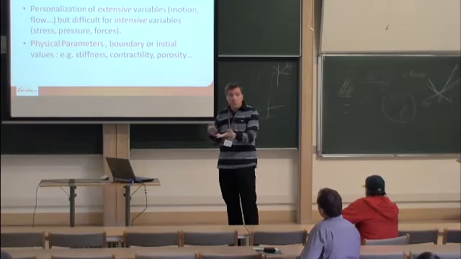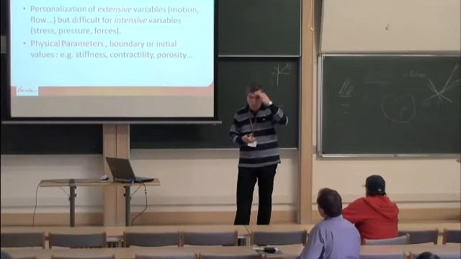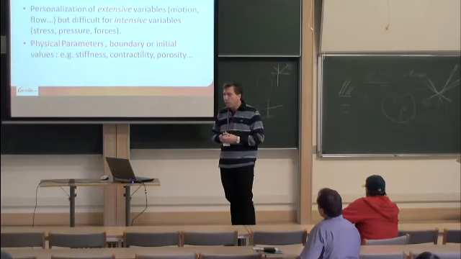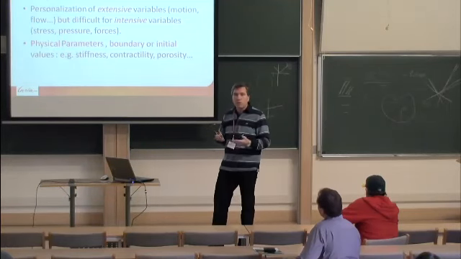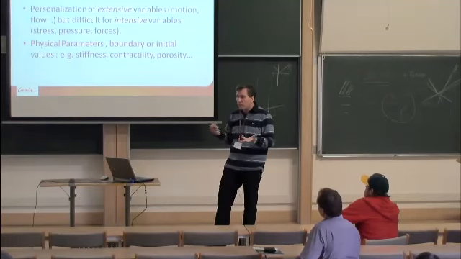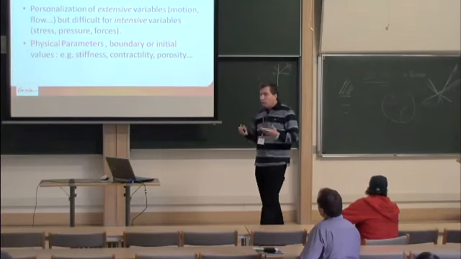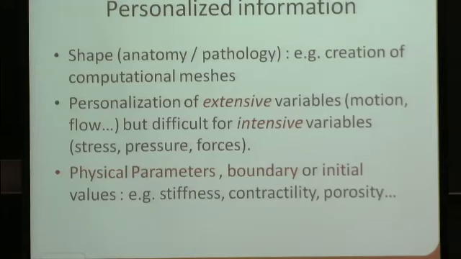You can image flow in an MRI. You can image the blood flow. But it's far more difficult to actually observe something related to intensive variables like stress, pressure, and forces. Another way of saying that is that you can also estimate constitutive parameters, which relate extensive and intensive variables, and also boundary conditions and initial values. So for example, you want to estimate with personalization stiffness, contractility, or porosity parameters.